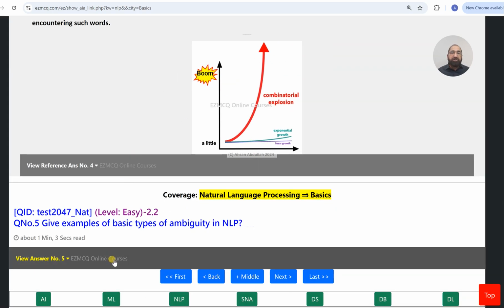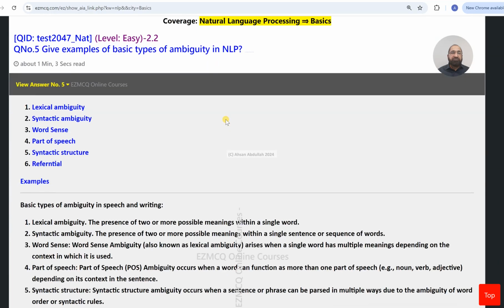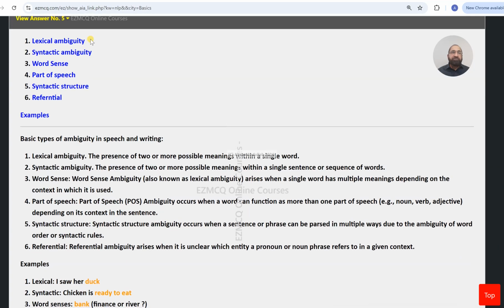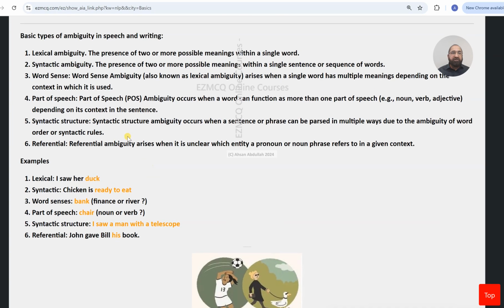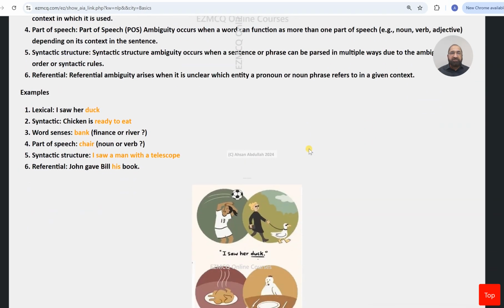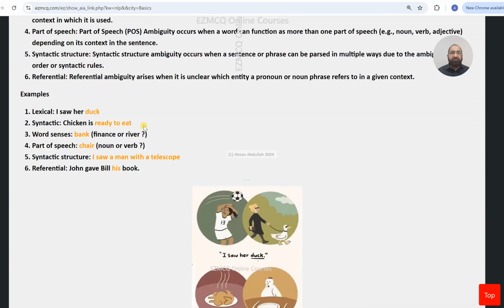So, basic types of ambiguity in natural language processing. These are technical terms, right? I have explained those technical terms over here, and let's look at some examples. Referential ambiguity arises when it is unclear which entity a pronoun or noun refers to in a given context. So let's look at these examples, which are defined over here.